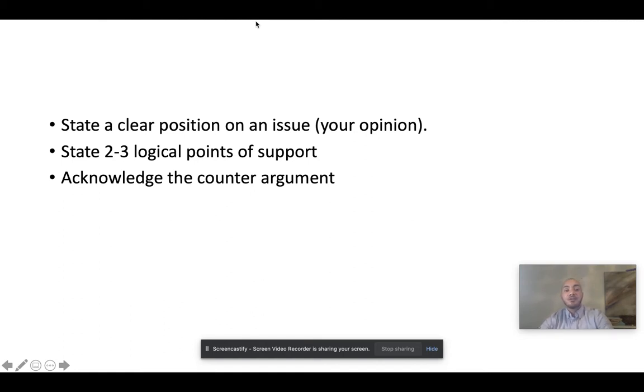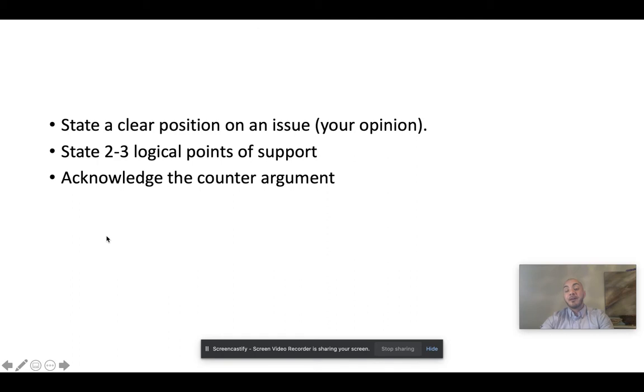First, of course, it should take a clear position on an issue and should state your opinion. Next, it should offer 2 to 3 logical points of support. What that means is it's going to point to the 2 or 3 major pieces of reasoning you're going to provide in your essay. Now, that doesn't mean that you'll have one reason per paragraph like you may have done during your high school experience, but these are broader categories that there will be many sub-paragraphs beneath.